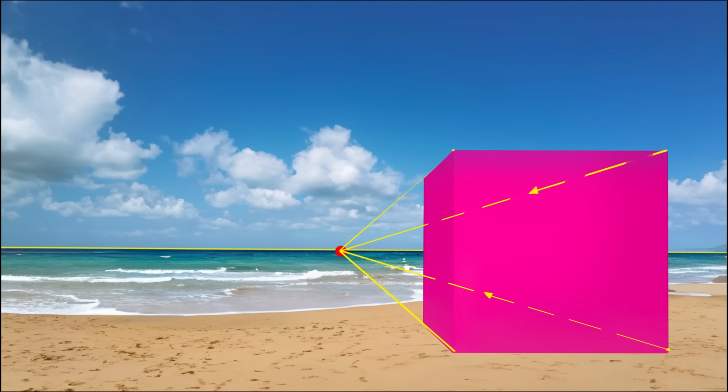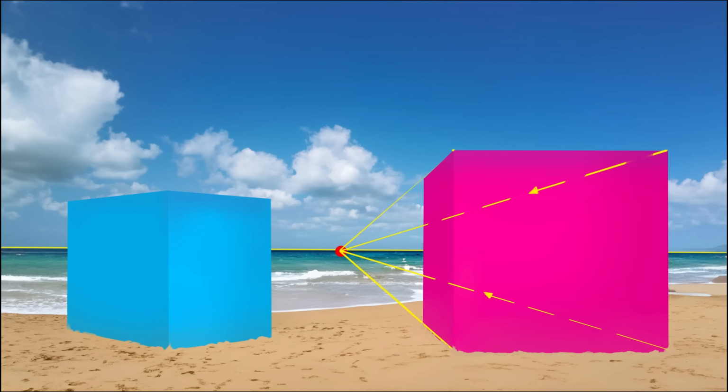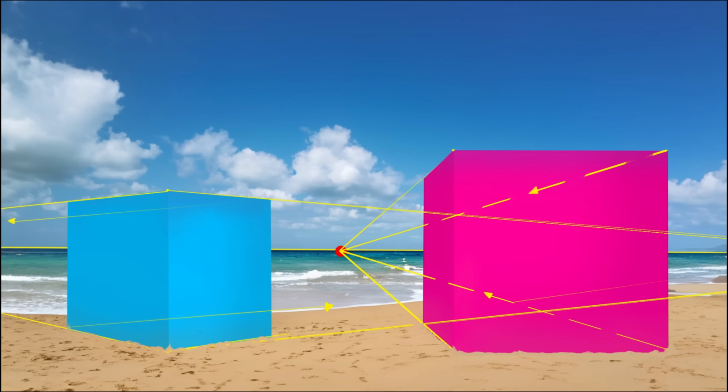Two-point perspective is another important technique in art that is used to depict objects from different angles. In this method, two vanishing points are used, allowing artists to represent objects from various viewpoints and angles.